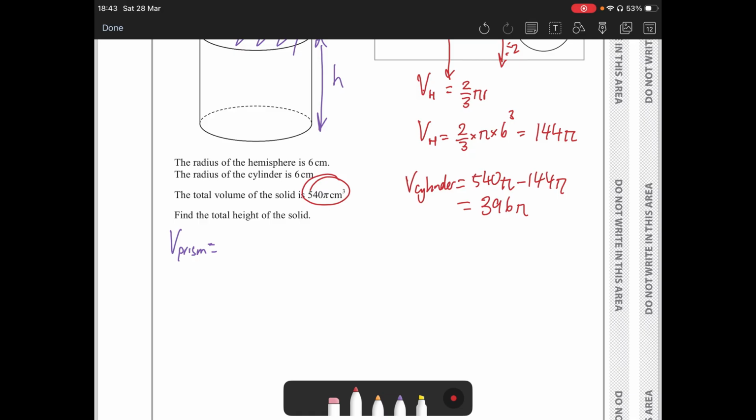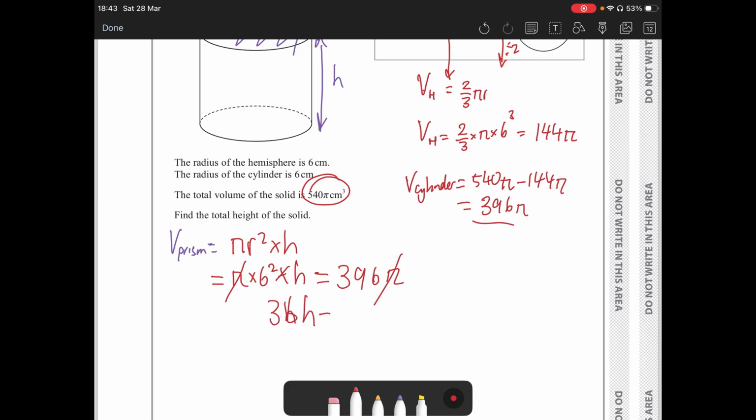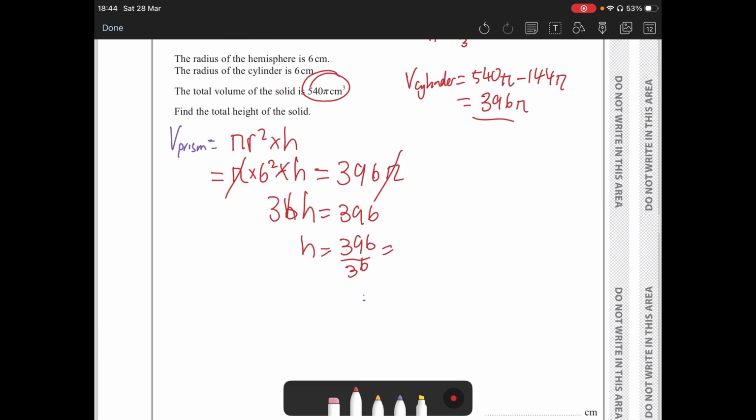So the volume of the prism is still pi r squared times h, obviously with radius being 6. We'll times that by h, our unknown, and that will be equal to this 396 pi. So the pi's now cancel out. 36h equals 396. So divide 396 by 36, which gives me hopefully something a lot nicer. 11. So height is 11 centimeters. Always reread the question.